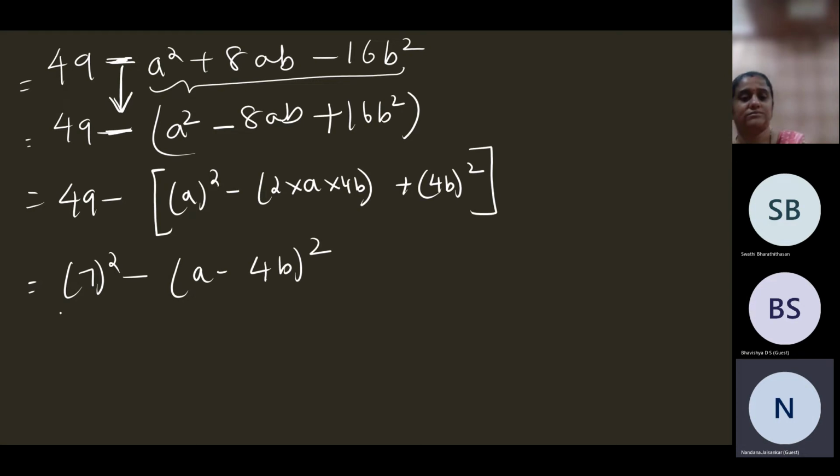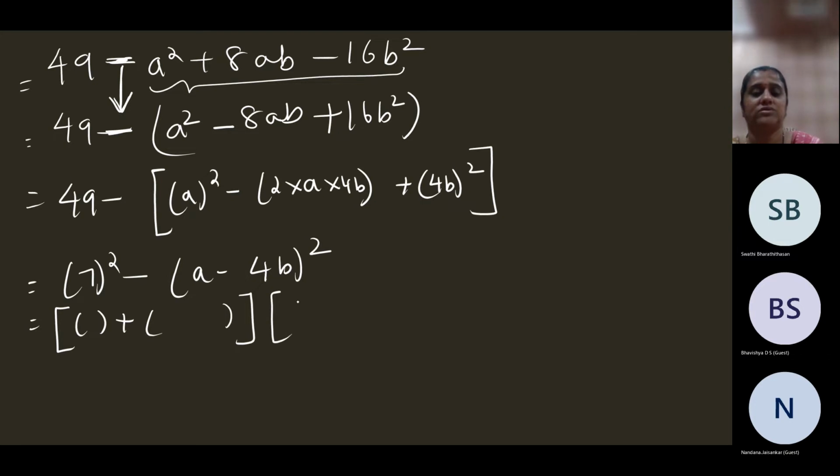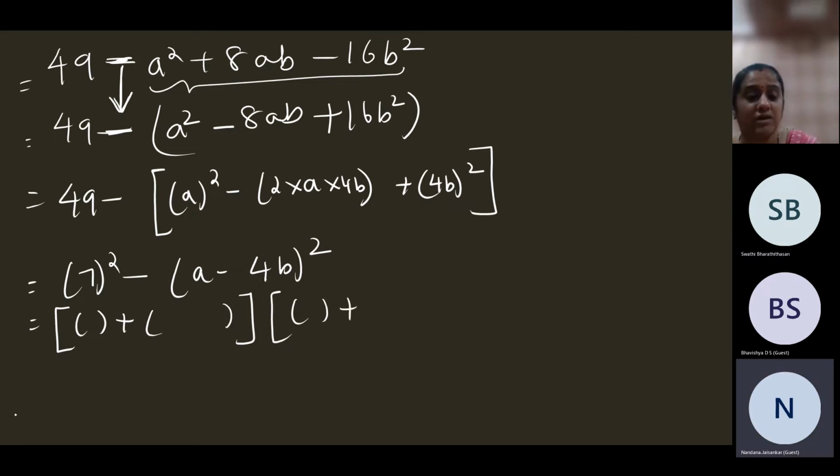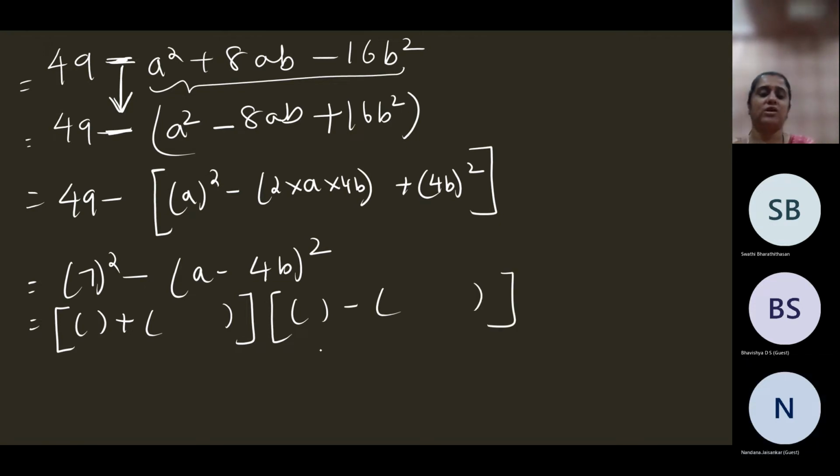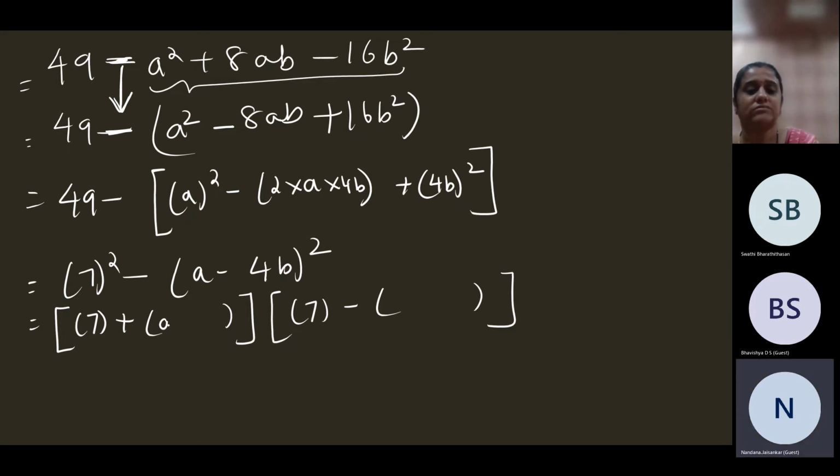Correct. Very good. This is like a square minus b square. So we should write it as the a plus b, a minus b formula, ma'am. So see here, a plus b, a minus b. So we get 7 plus a minus 4b, 7 minus a minus 4b. Can you understand the brackets, all of you? A plus b, a minus b. Correct? What is a? 7. What's b? A minus 4b.